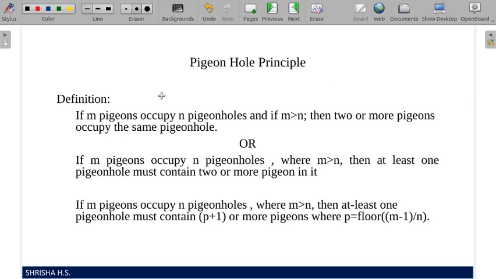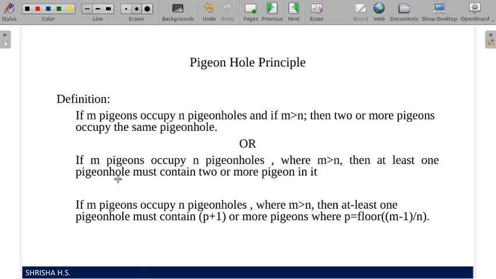If m pigeons occupy n pigeonholes, and if m is greater than n, that means the number of pigeons is greater than the number of pigeon nests, then 2 or more pigeons occupy the same pigeonhole. So the minimum number is 2. If there are 3 pigeon nests, there are 4 pigeons at minimum, and there can be 5, 6 and so on. So if m is greater than n, at least one pigeon nest has more than one pigeon. We can read this in an alternative way.